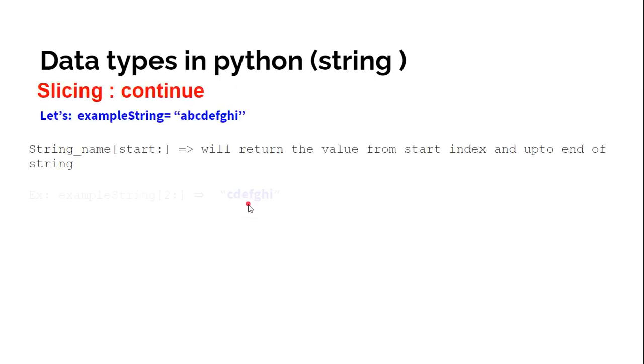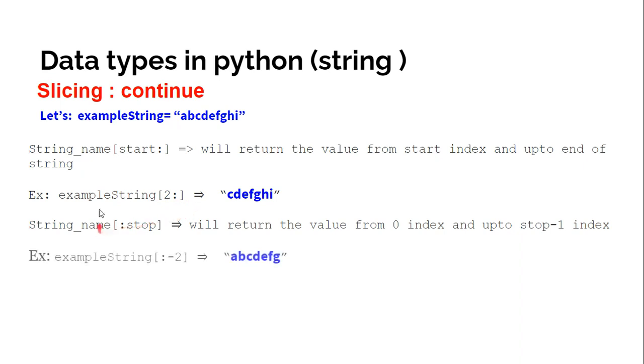Now I have also mentioned that if you don't pass the stop value, what will happen? It will return the characters from the start index and up to the end. It means if you don't pass the stop value, then the default stop value will be up to the end.